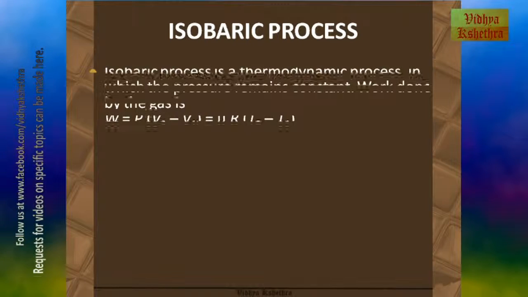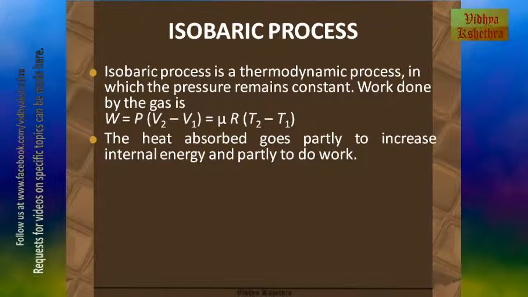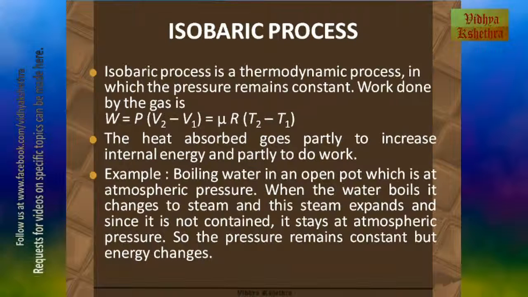Now isobaric process. Isobaric process is a thermodynamic process in which the pressure remains constant. Work done by the gas is given by W is equal to P into V2 minus V1 is equal to mu into R into T2 minus T1, where T2 and V2 are the final temperature and volume, and V1 and T1 are the initial volume and temperature. So the heat absorbed goes partly to increase the internal energy and partly to do work. The example for an isobaric process is boiling water in an open pot, which is at atmospheric pressure. When the water boils, it changes to steam, and this steam expands, and since it is not contained, it stays at atmospheric pressure. So the pressure remains constant, but energy changes.